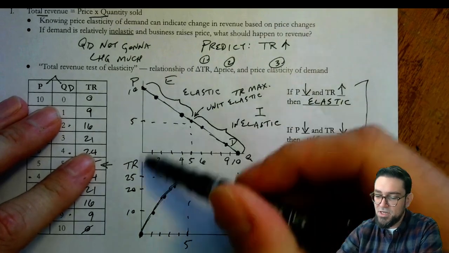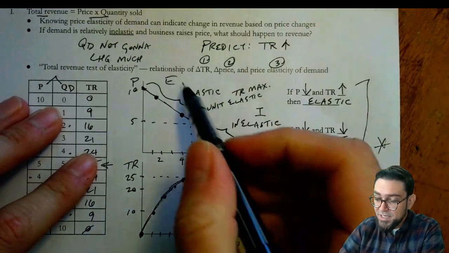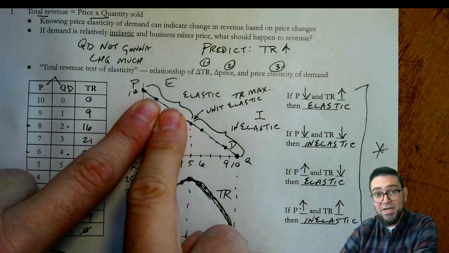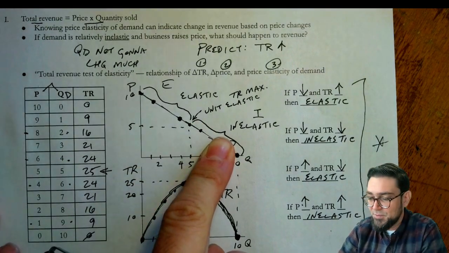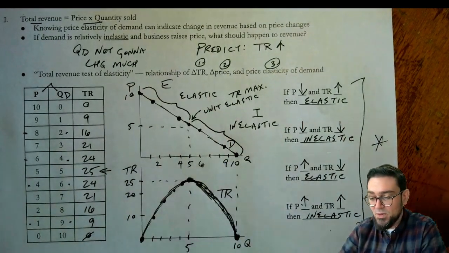You will not have to draw these graphs or anything like that. You will get a couple of questions that will assess: do you know that the range up here is the elastic and down here is the inelastic range? So that is something that you're going to have to be able to know. But as I told you, E comes before I.